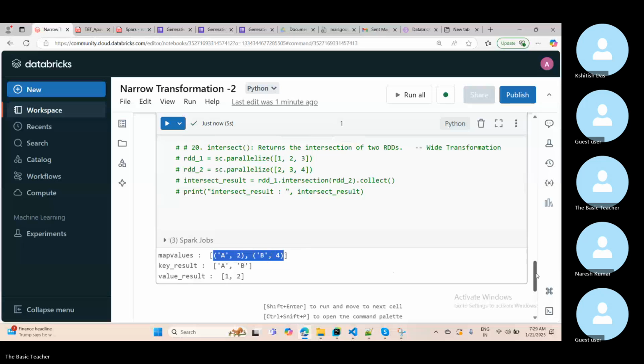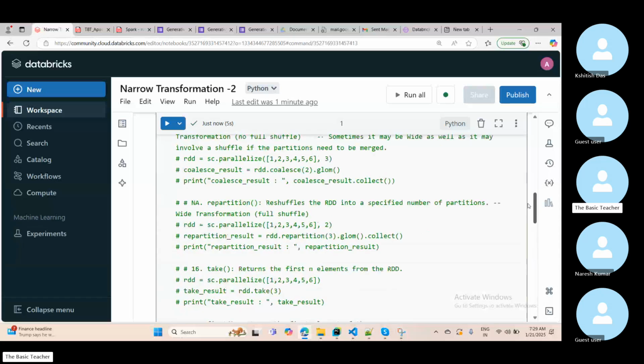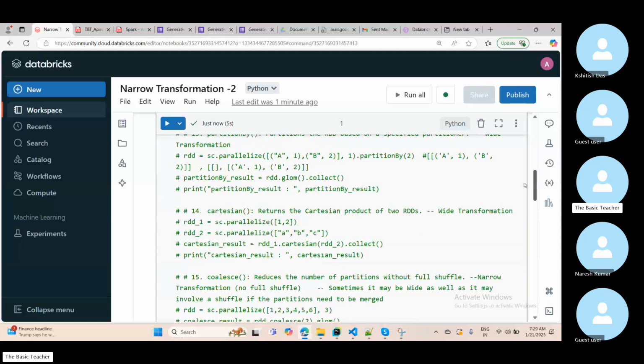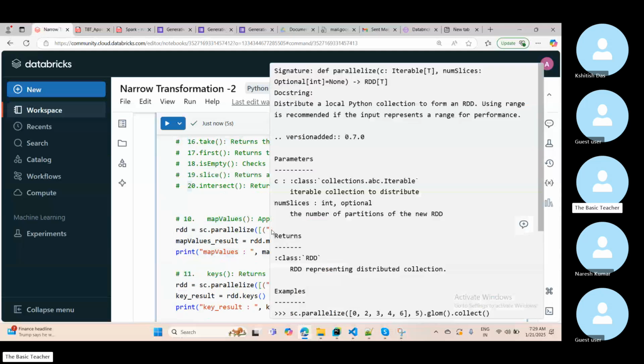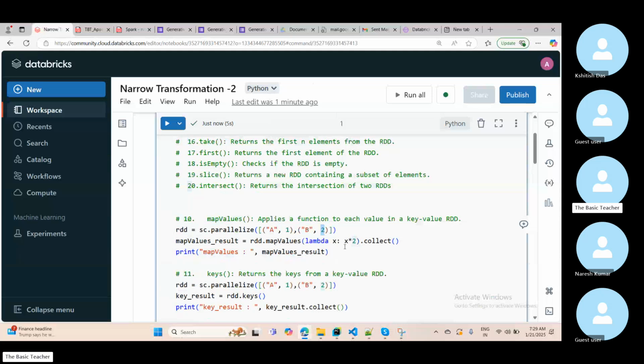Okay. If you look at the data here, this has multiplied the values, right? 1 into 2, 2 and 2 into 2, 4. Correct. The key is the same. So for each key, what is the value? This has done the multiplication. So this is for the entire key-value.